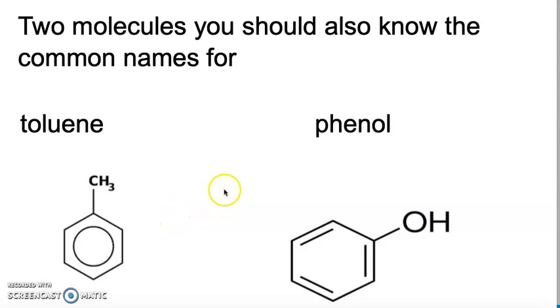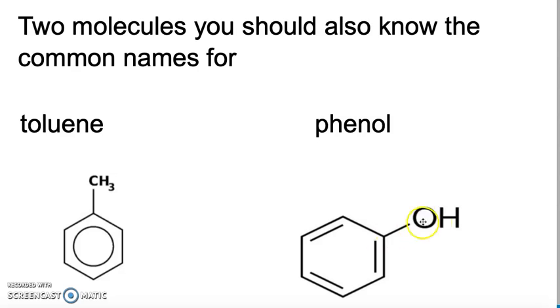So two molecules that you should know the common names for are these two molecules here, okay? One on the left is toluene. It's definitely not used as commonly, but basically it's benzene with a methyl group, okay? The other one is phenol, okay? Similar to phenyl, except this one is called phenol.